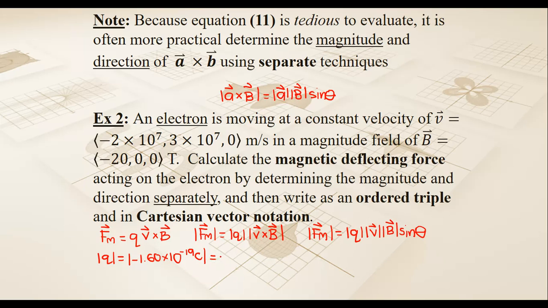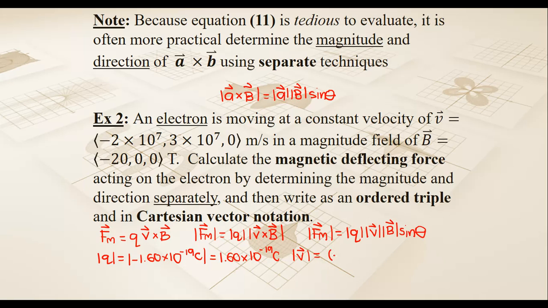Okay, so that would just be 1.60 times 10 to the negative 19 coulombs. So no problem with that. Now, V, again, we're going to figure out the magnitude of a three-dimensional vector, although this vector is not three-dimensional because it doesn't have a Z component. So just find the sum of the squares.